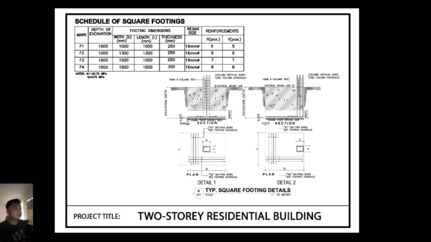So next is plan. At the bottom part, we have the plan views of the footing. This is the view from the top looking down at the reinforcement layout. This line shows the arrangement of rebars in both x and y direction.